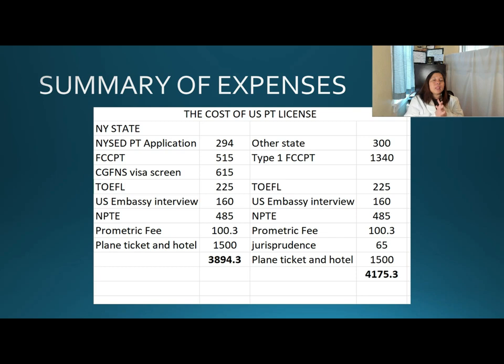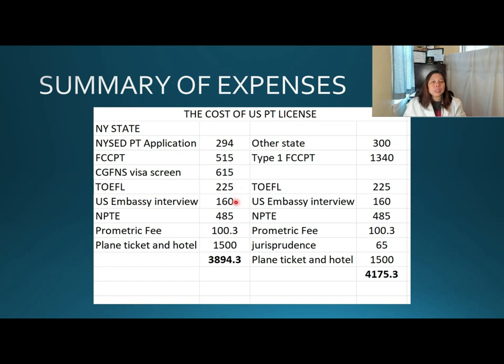So if we're going to list the breakdown of the costs for New York State, just like I said, the New York PT application to NYSED is $294, the FCCPT is $515, the CGFNS visa screen is $615, TOEFL is $225, the U.S.